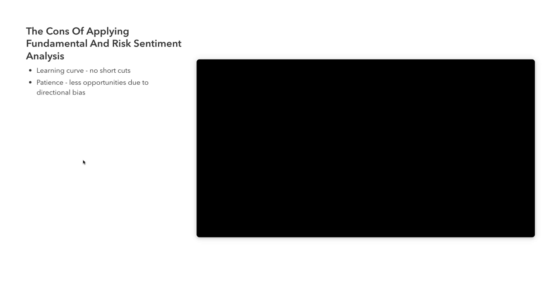Now, the cons of applying fundamental analysis, right? There are probably more than this, but these are what I would consider to be probably the major ones, right?